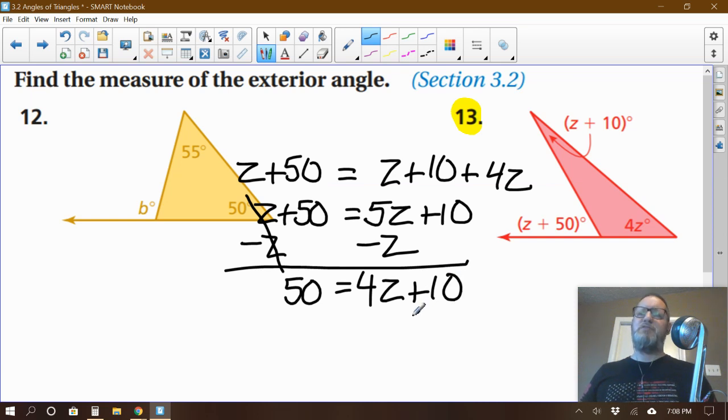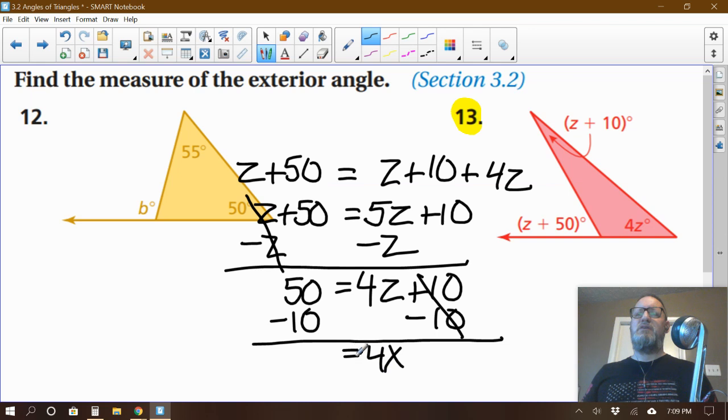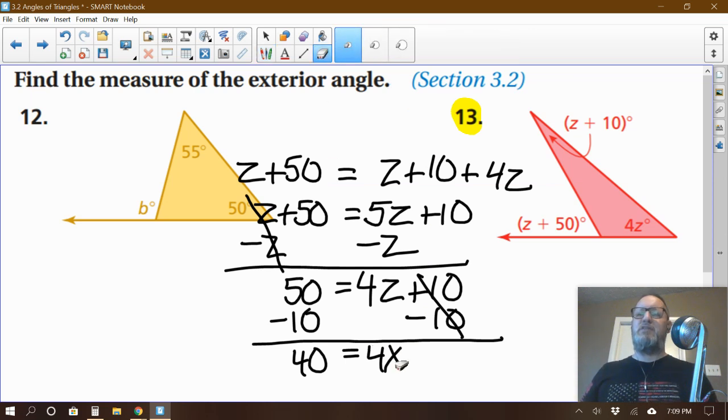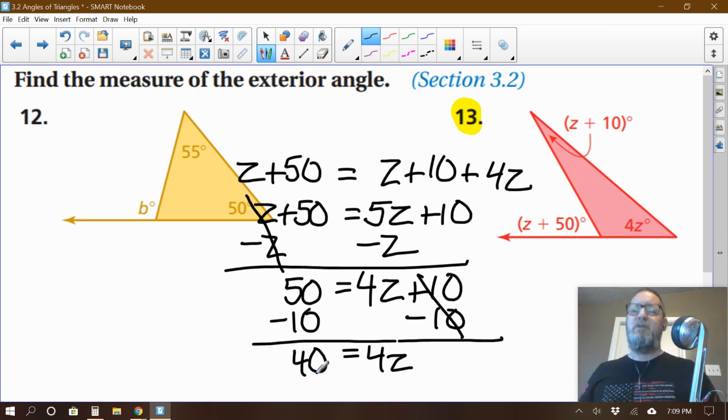All right, we're getting closer. Let's subtract this 10 to get the z by itself. Those cancel out. 4z equals 50 minus 10, which is 40. Oh, look at me, I'm changing my z into an x. Sorry about that, didn't mean to confuse anybody. I should have remembered that it was a z. So 4z equals 40. 4 times what is 40? Well, it's 10. So z equals 10.